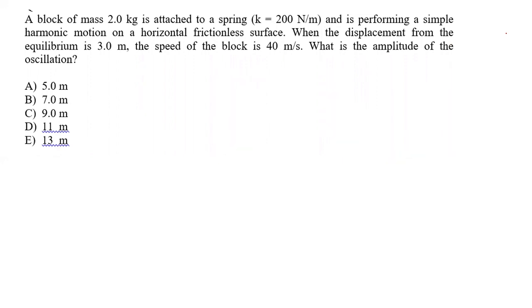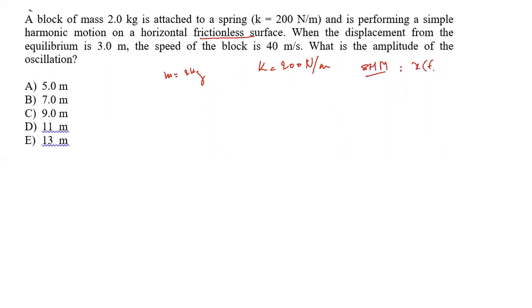Now let's solve this problem. What do we have here? We have a block of mass 2 kilogram attached to a spring, spring constant 200 newton per meter. So it's performing a simple harmonic motion on a horizontal frictionless surface.